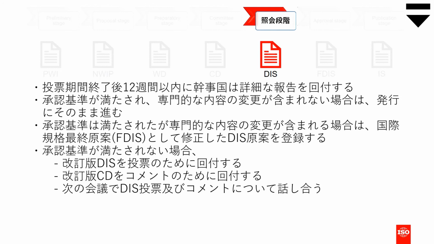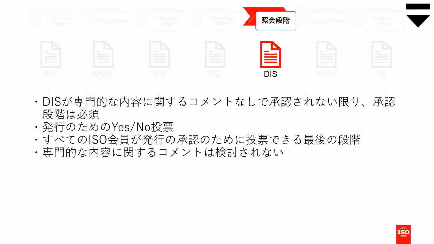If the document is not approved, then the committee leadership can either circulate a revised DIS for another ballot, they could go back to the committee draft stage for another ballot, or wait to discuss the ballot results and the comments at the next meeting. The inquiry stage ends with registration of the text for circulation as an FDIS, or for publication.